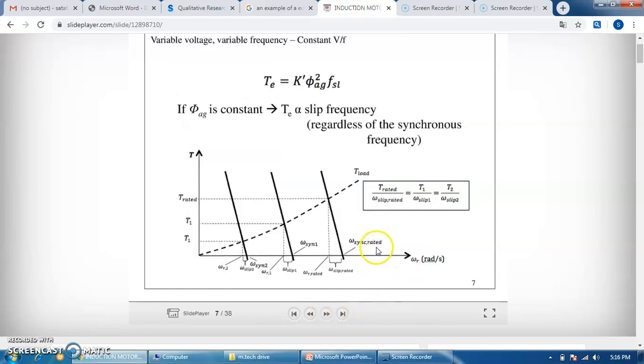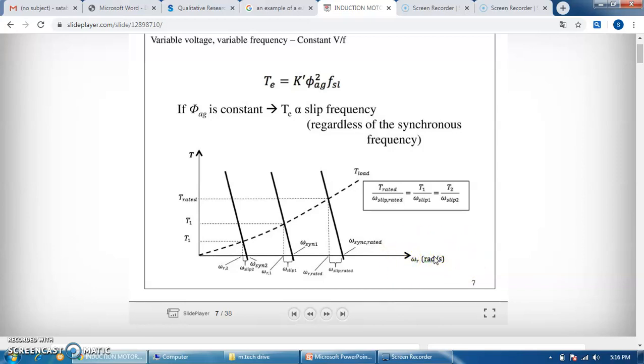Now variable voltage, variable frequency method, again we are getting, if phi Ag is constant, in that case T is proportional to alpha, the slip frequency, regardless of the synchronous frequency, because it is not related to the synchronous frequency. Now in this case, if we plot a graph, you will find the torque is in this region and this will be the omega r, that means radian per second, that means this is related to the speed.